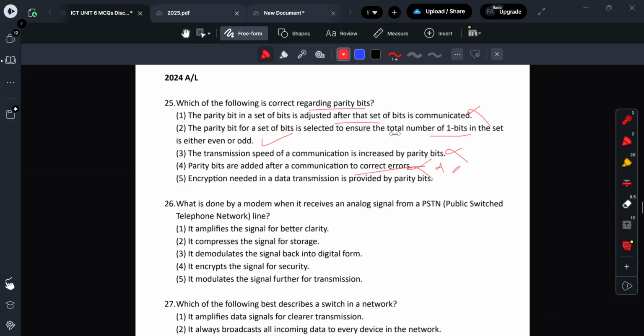So next, if you put detect, okay. Encryption needed in a data transmission is provided by parity bits. So parity bits do not provide data encryption or security. So that is also wrong.